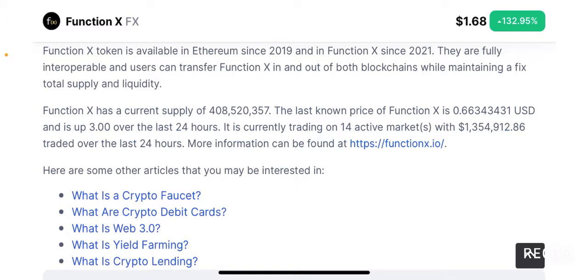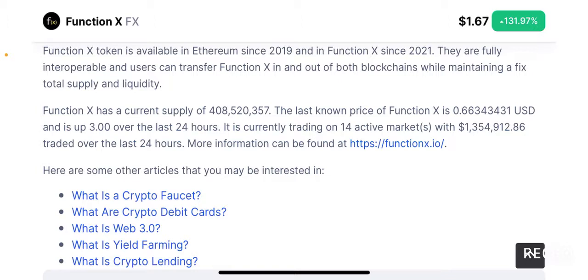Let's say, for example, you can do it between Ethereum and the Function X blockchain itself, and eventually they'll add interoperability with multiple other chains, which will also make it possible to withdraw the FX tokens or deposit them within those blockchains as well, right?